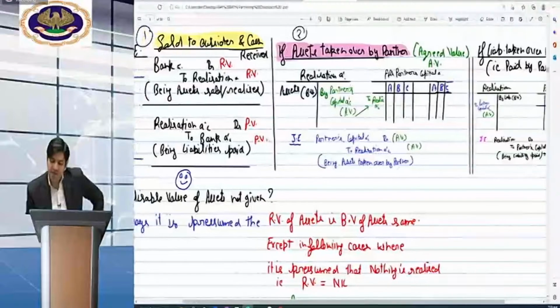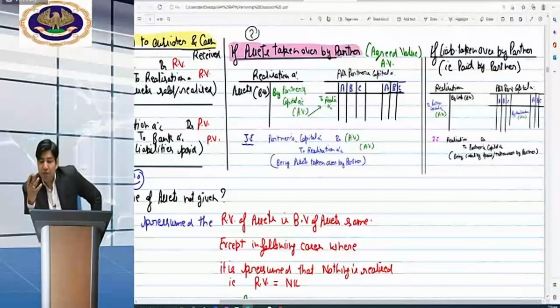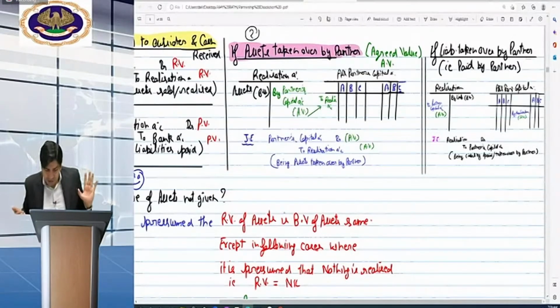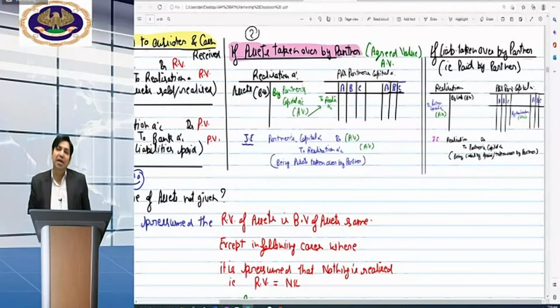If the assets are being taken over by any partner, then instead of debiting bank, we are debiting the partner with the amount. All clear till step 3? Okay, beta, Anuradha, very, very good. That's what I want, an active session only. So if the assets are being taken over by any partner, then instead of debiting the bank account, we are debiting the partner's capital account, and definitely with the agreed amount. If the agreed amount is not there, again the same thing will happen: at book value, those are agreed. It is presumed.